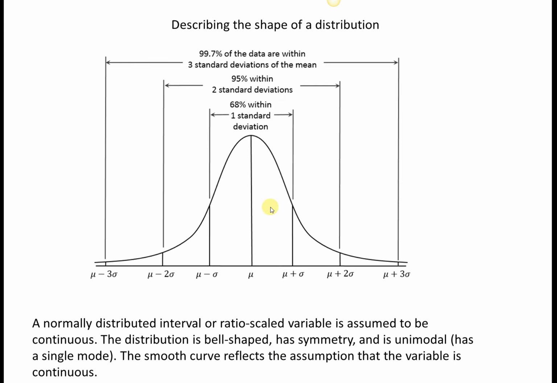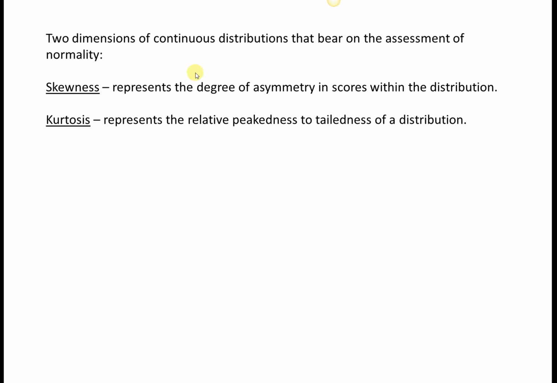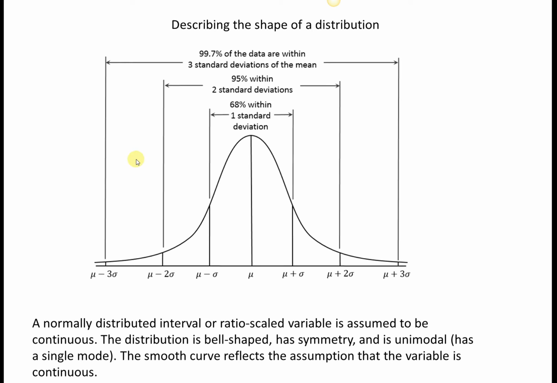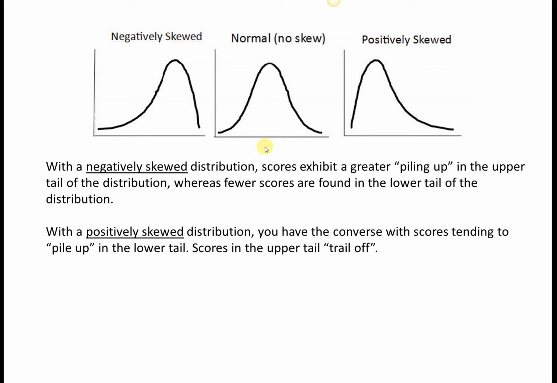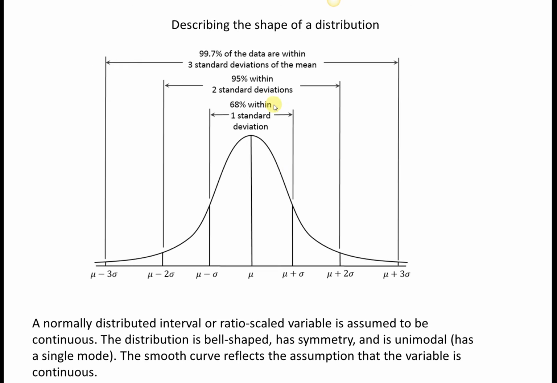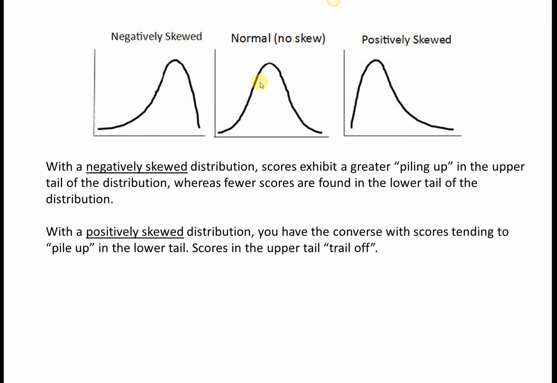Now, as I said before, there are 2 dimensions that bear on the assessment of normality. There's skewness and there's kurtosis. So skewness deals with the issue of asymmetry. Basically, a normal curve is non-skewed. In other words, there's no pileup of scores on one side or the other side of the median in the distribution.